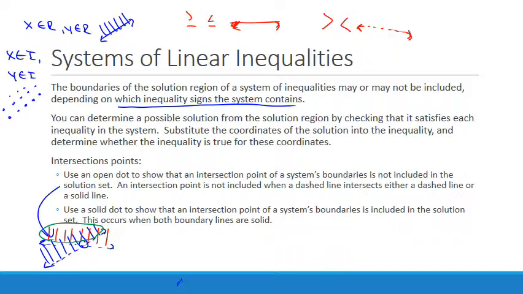Use a solid dot to show that an intersection point does belong. So I guess this would be one option: you have a dashed and a dashed. The second option is you have a dashed again and a solid. You'd still have an open dot on that. Anytime there's a dashed line involved, that means any point along the dashed line can't be counted. And then the third option would be solid and solid, and that is the only situation in which our point of intersection is counted.